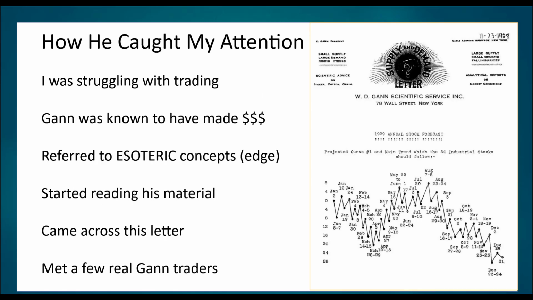So I was struggling as a trader, and I was doing a lot of research into different techniques, and I came across Gann's material. Gann was known to have made a lot of money, and that's the thing that really hooked me into his approach. His materials referred to a lot of esoteric concepts like astrology, numerology, and a lot of other things, which I figured was his edge. And an edge is an edge. Nobody's laughing when you're making money, right?